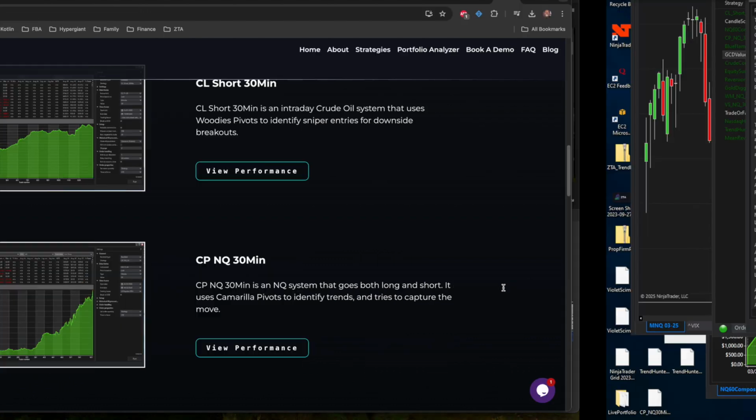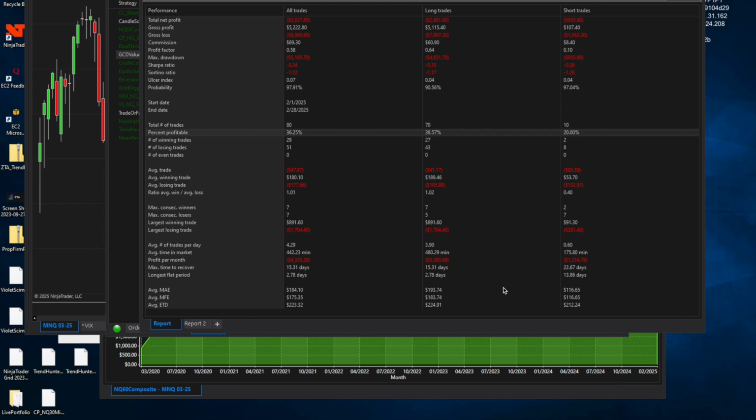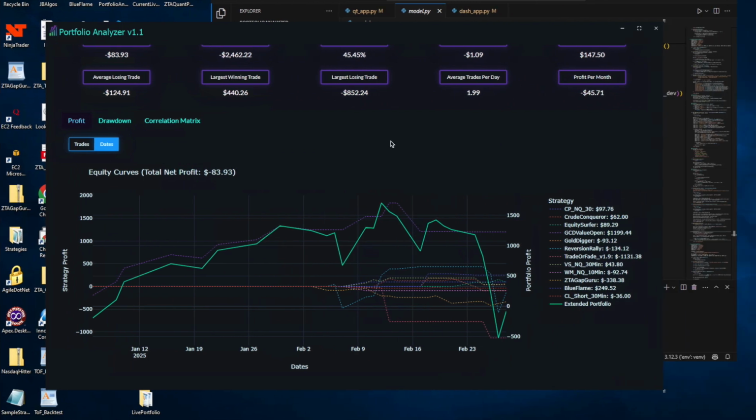But how did the ZTA quant portfolio do in the month of February? We just walked you through how our micros portfolio, which consists of a few extra algos, this is how our personal portfolio did. How did the ZTA quant portfolio do in the month of February?